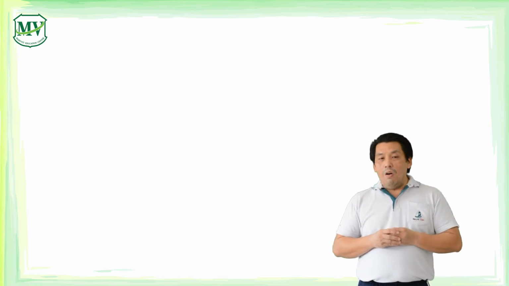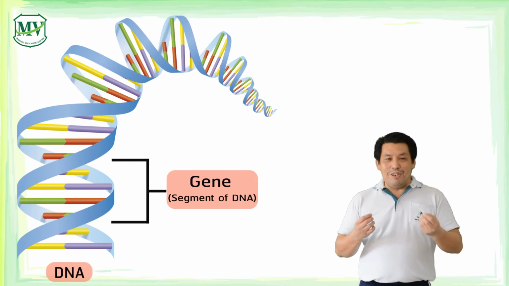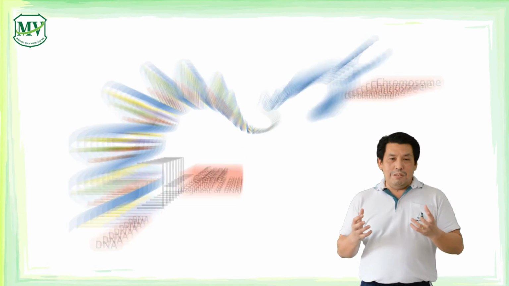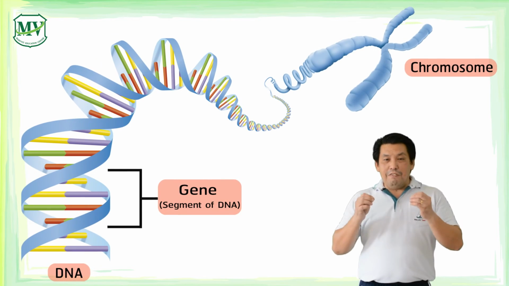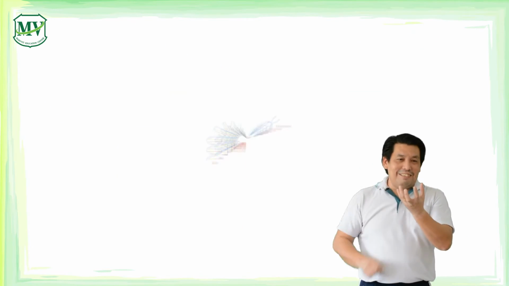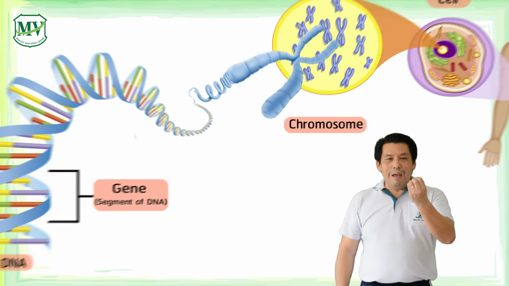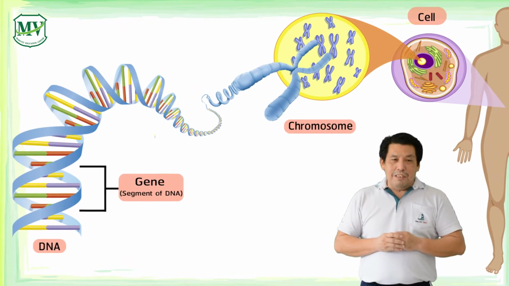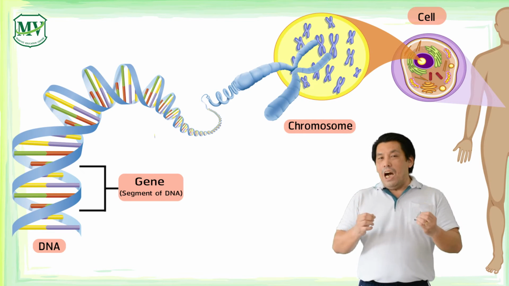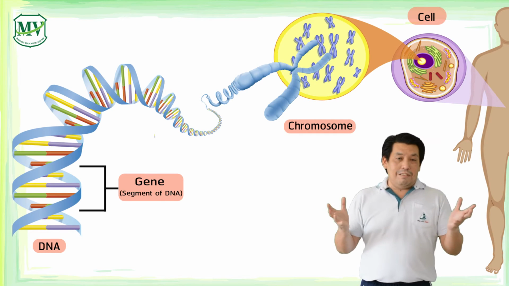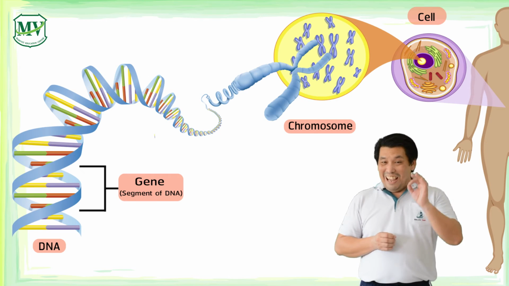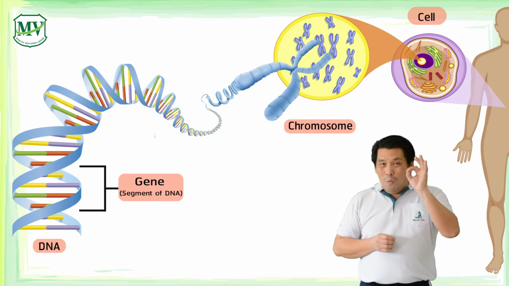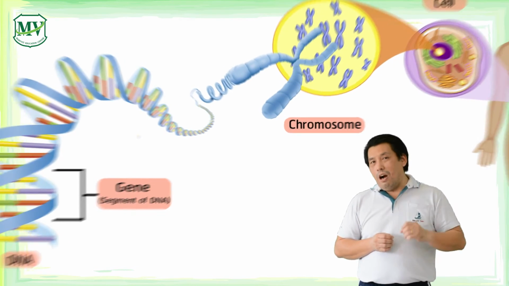Genes are found in tiny spaghetti-like structures called chromosomes, and chromosomes are found inside cells. Your body is made up of billions and billions of cells. Cells are the very small units that make up all living things. A cell is so tiny that you can only see it using a strong microscope.